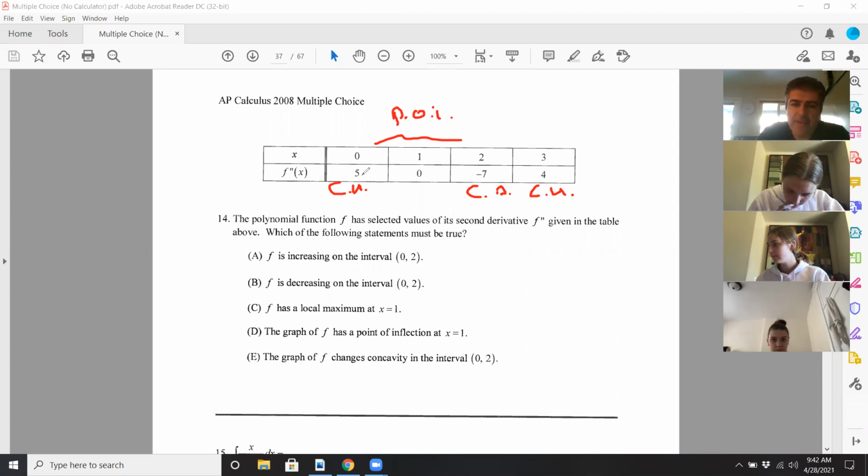But the fact that I do see a sign change, and probably like I was over here, I'm definitely going to see another point of inflection over there as well. So that's what the font says must be true. Okay.